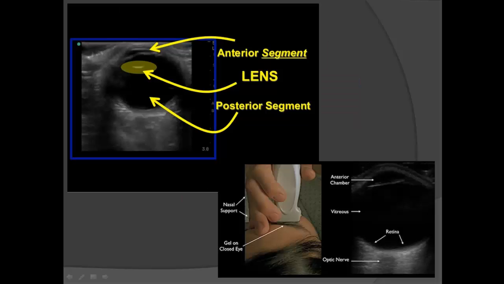So this is showing in better detail what you're actually doing with the probe. Keep your probe against the globe of the eye with a copious amount of gel. Use your fingers for nasal support, and you're viewing the anterior chamber, the vitreous, and the retina. And then the optic nerve is going to show up as a hypoechoic region to the posterior of the eye, which will be furthest down on the ultrasound screen, and it looks like a sheath. It's darker than the surrounding tissue, and you can really evaluate the diameter of that optic nerve, and we'll get into the usefulness of that in a little while.